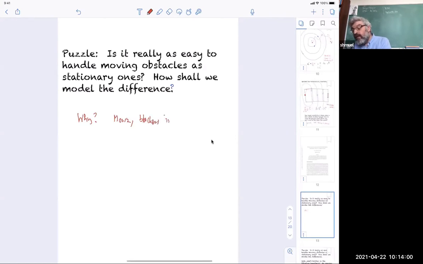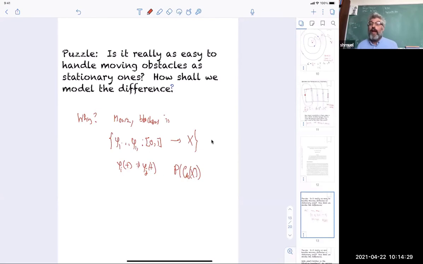Now, why is that? Why is the motion irrelevant? Well, it's because the space of moving blockers is the space of φ1 through φk mapping [0,1] into your space such that φi(t) is never equal to φj(t). The blockers aren't allowed to hit each other. You could think of it as being the path space of the configuration space of k distinct points in X.